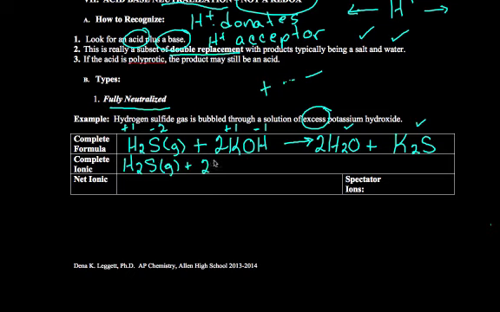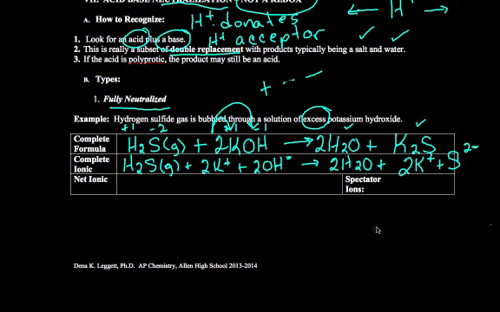All group 1s are soluble, plus potassium hydroxide is a strong base. Notice that 2 KOH gives us 2 potassiums and 2 hydroxides when we dissociate. Water is a molecular substance, we do not dissociate it. Group 1s are soluble, so I'm going to get potassium, and then I'm going to get sulfide.